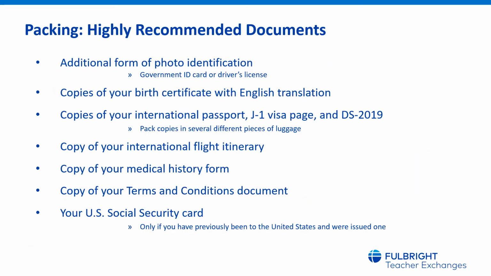In addition to the most important documents, there are several documents that are highly recommended to pack. Please pack an additional form of photo identification such as a government ID card or driver's license. Additionally, please make copies of your birth certificate, passport, J-1 visa page, DS-2019, international flight itinerary, medical history form, and terms and conditions. Finally, please pack your U.S. Social Security card if you have previously been to the United States and were issued one.